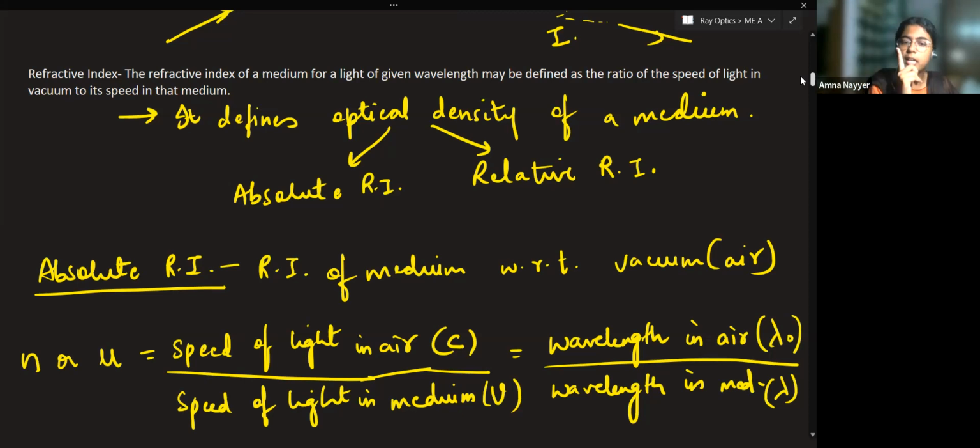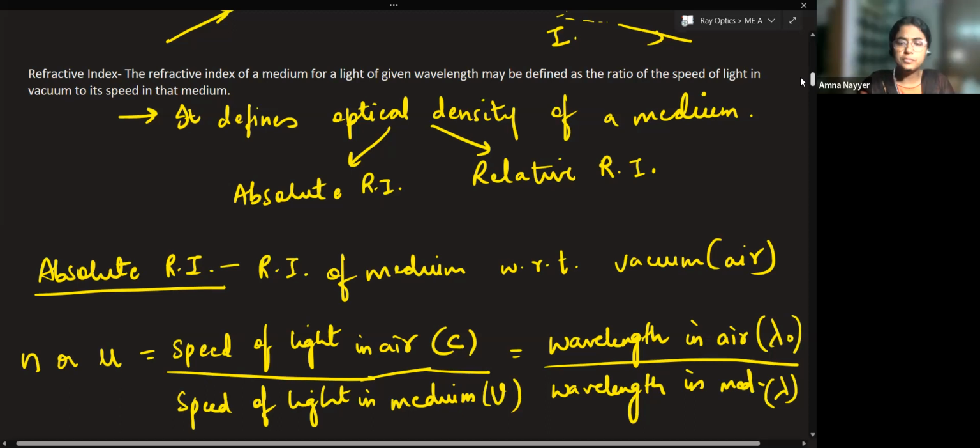What did I say? Two velocities are there, the ratio of two velocities or the ratio of two wavelengths. If one velocity is that of air, then it becomes absolute refractive index. If both the velocities are different, other than air, then that is known as relative refractive index. Fine, so that has been written, the refractive index of a medium for light of a given wavelength, same thing.